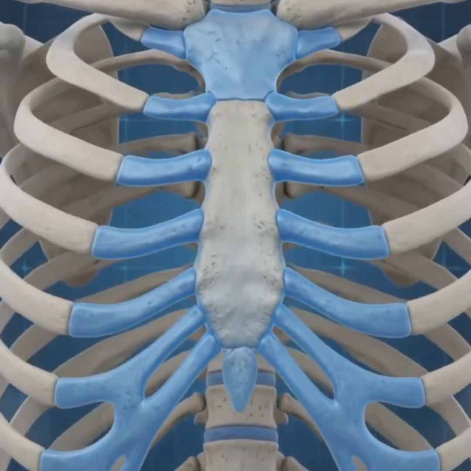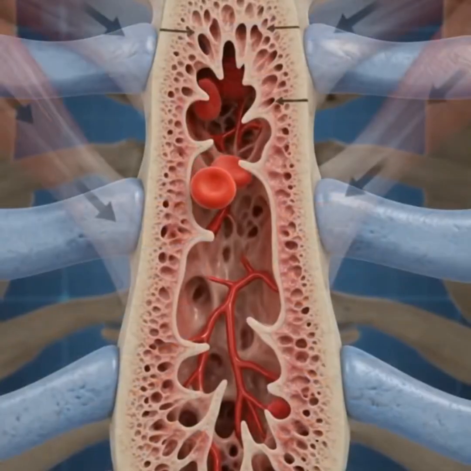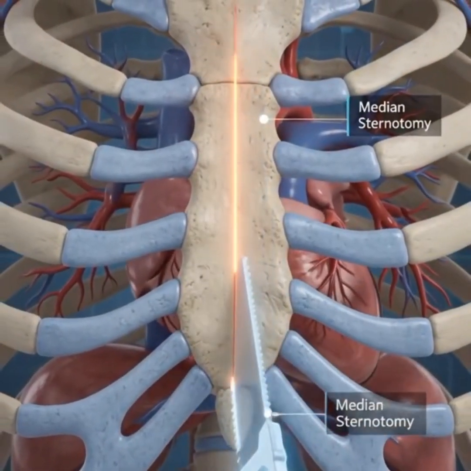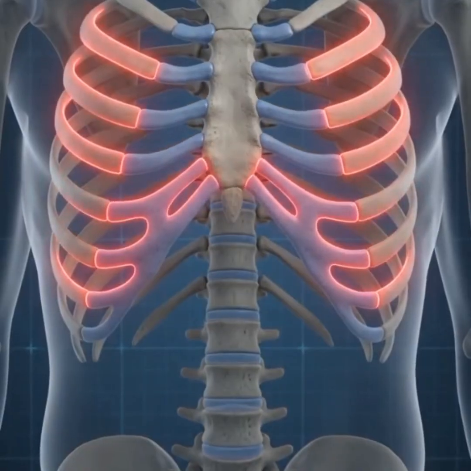The sternum is a primary flat bone. Its vascular spongy layer is enclosed by a thin anterior table. Median sternotomy provides critical surgical access. Pathologies include pectus excavatum.